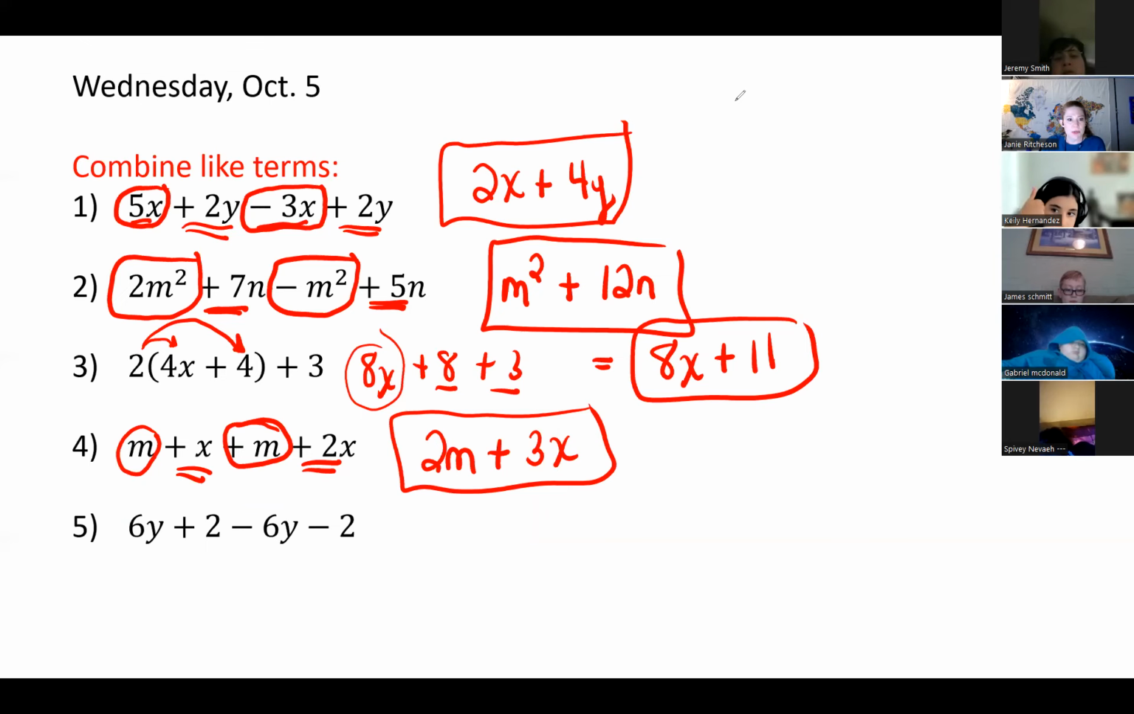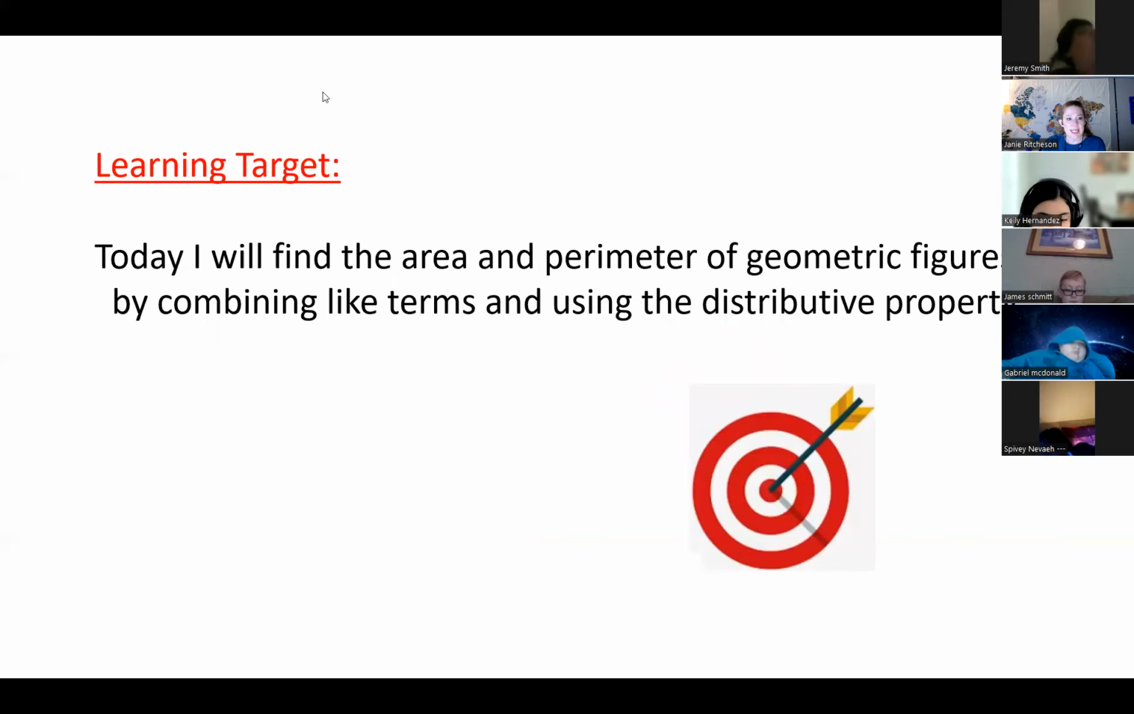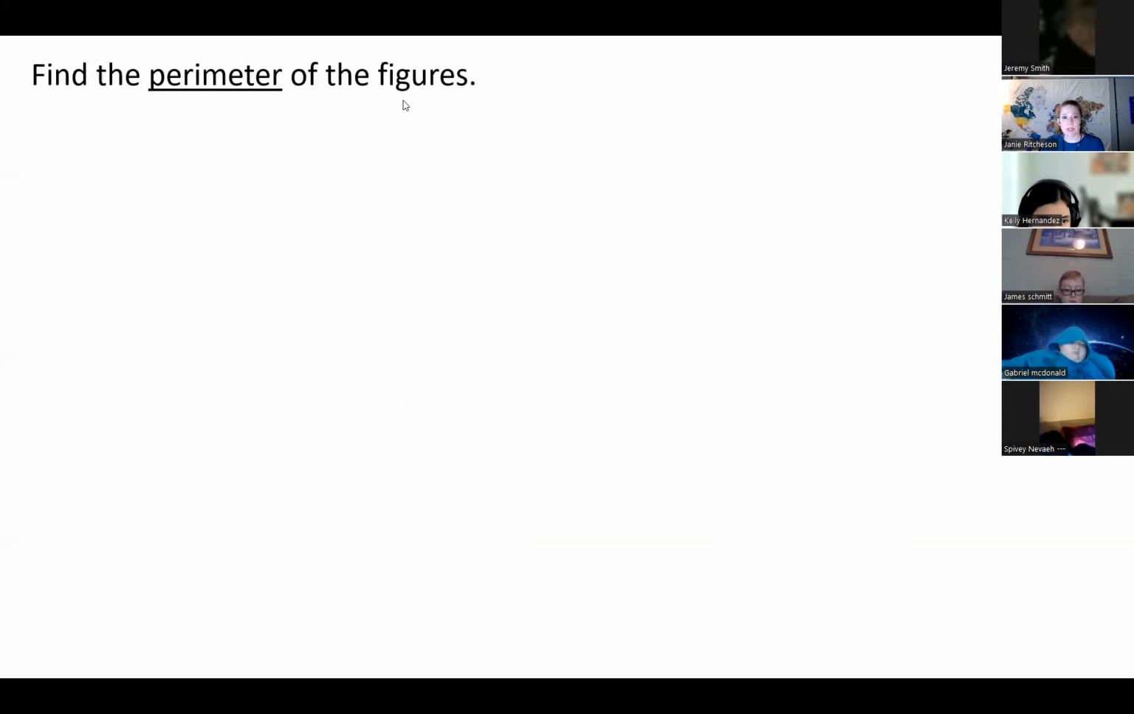All right, so what are we going to do today? So today, this is our learning target. We're going to find the area and perimeter of geometric figures by combining like terms and using the distributive property. All right, so if you were able to print my notes, I hope you were. It's going to make this so much easier. If not, then you are taking notes. You're using your paper and your pencil.